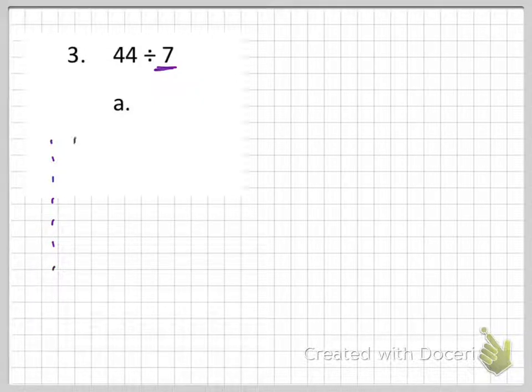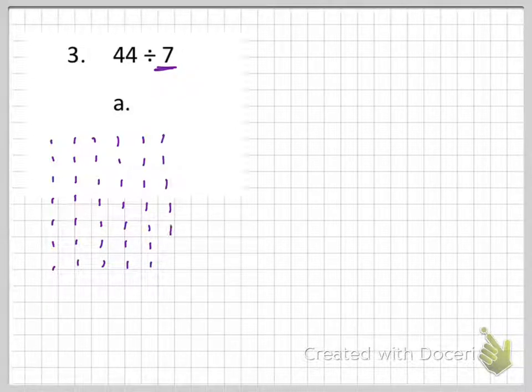So it's 7, 8, 9, 10, 11, 12, 13, 14, 15, 16, 17, 18, 19, 20, 21, 22, 23, 24, 25, 26, 27, 28, 29, 30, 31, 32, 33, 34, 35, 36, 37, 38, 39, 40, 41, 42, 43, 44. All right. Looks like we got a remainder of 2 here.